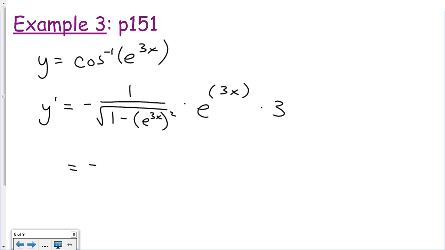It's a negative, and I'll put the 3 in the exponential function in the numerator here, 3e to the 3x, divided by the square root of 1 minus... If you want to actually square this out, you could. You'd multiply your exponents there, so e to the 6x is what you'd end up with. It's fine to leave it as e to the 3x squared, but you could also square that thing and get this as well. So there's the derivative of cosine inverse of e to the 3x.